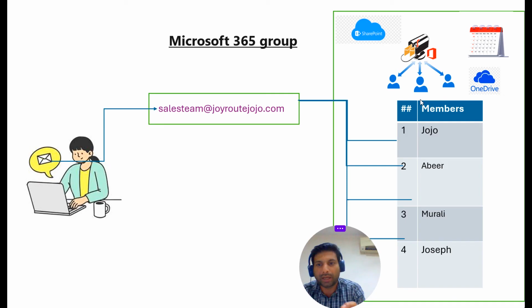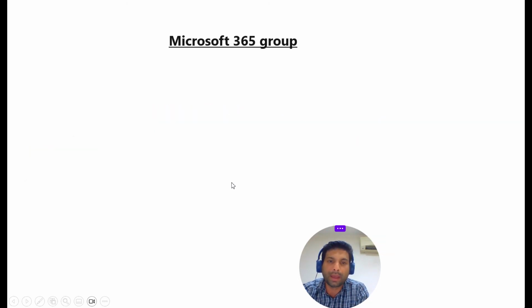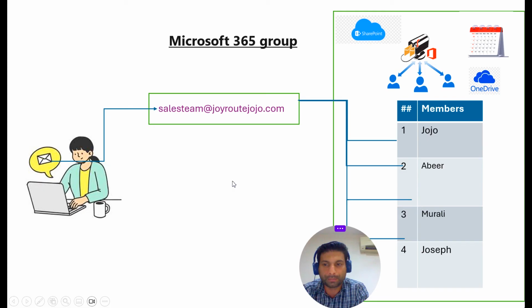In addition to this shared mailbox, Microsoft 365 groups provide a shared calendar, OneDrive space, and SharePoint site for document storage and collaboration. Members can communicate via Microsoft Teams, share files, and collaborate on documents in real time. So all these are the benefits of a Microsoft 365 group. This is the major difference between a distribution group and a Microsoft 365 group.